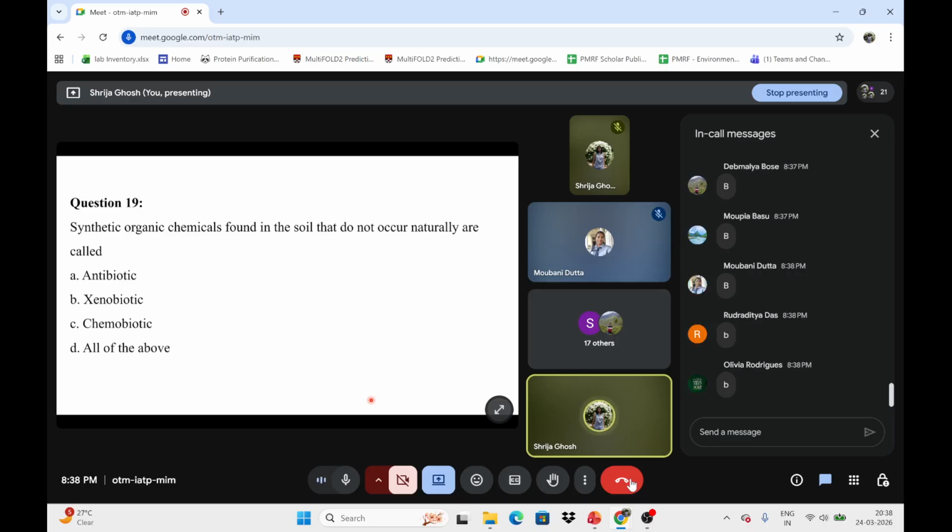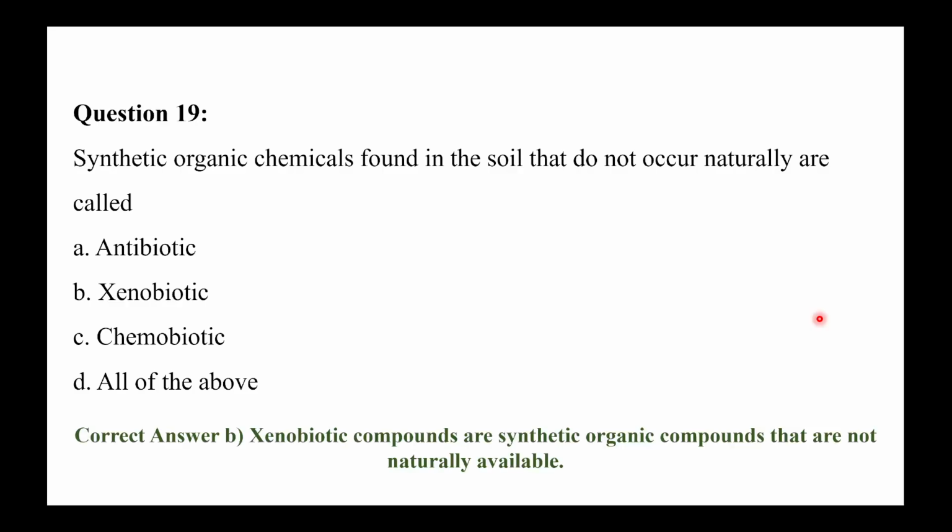We have already discussed this, right? Okay, five of you have said option B, xenobiotic. That is the correct answer. So I told you xenobiotics are the synthetic organic compounds which are not available naturally.